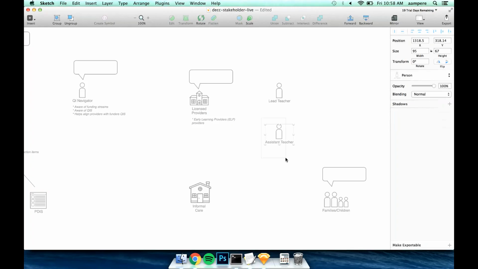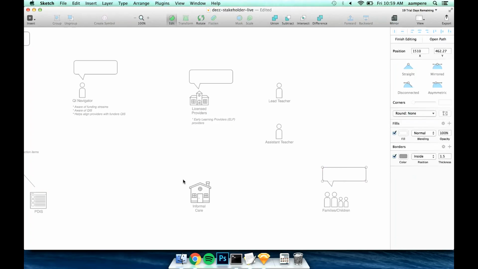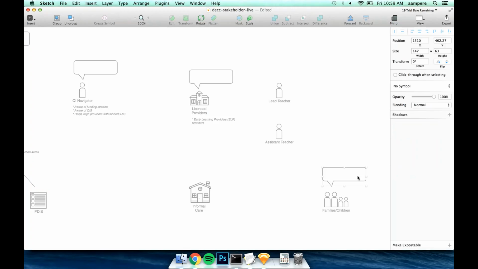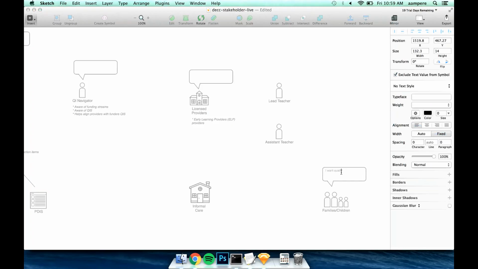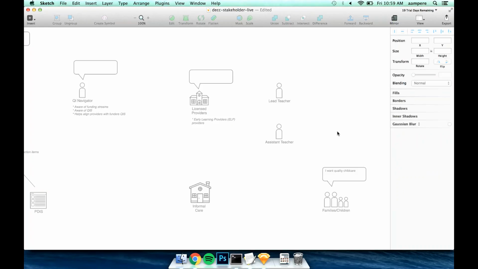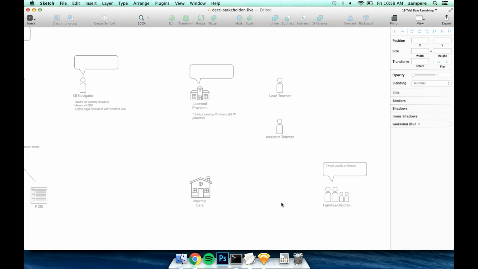We'll just start on the far right with families and children. I don't think that we need to add any bullet pointed notes to that unless anyone can think of anything particularly. But their mindset is probably going to be something like, why can I not click in the text? There we go. I want quality child care. Yeah, that's probably the simplest of all. So that's what we're going for: just a simple statement summarizing the mindset of those people.